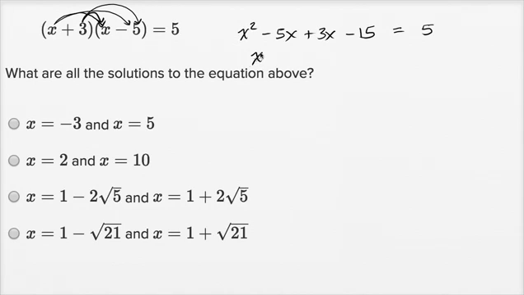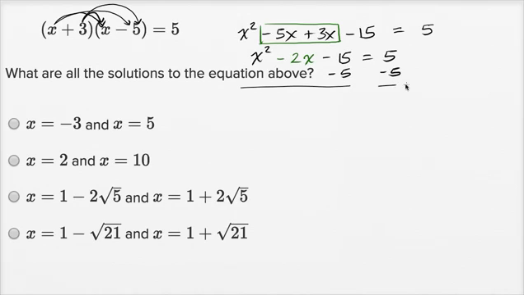Let's see what we can do from here. This is going to be x squared, and then these two terms right over here we can add together. Negative 5x plus 3x is negative 2x, and then we have minus 15 is equal to 5. And let's see, we can now subtract 5 from both sides. So you subtract 5 there, you subtract 5 there, and we're starting to get to the home stretch. And we would get x squared minus 2x minus 20 is equal to 0. So now we're in business.